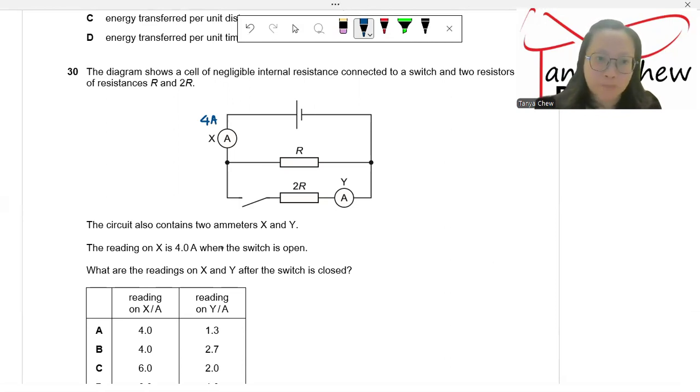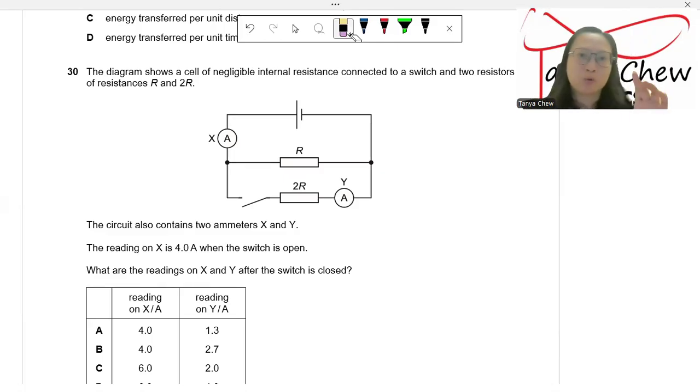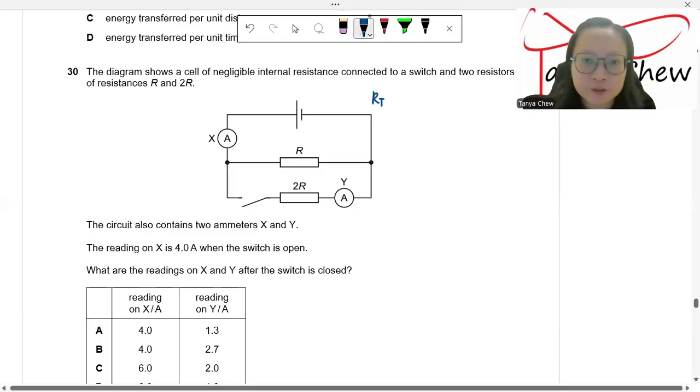Now, when the switch is open, the ammeter reading is 4 ampere. When the switch is closed, what is the reading on X, right? So the reading on X would be different when the switch is closed because the total resistance will decrease. So the current registered by X would increase. So I will find the total resistance first between these two.